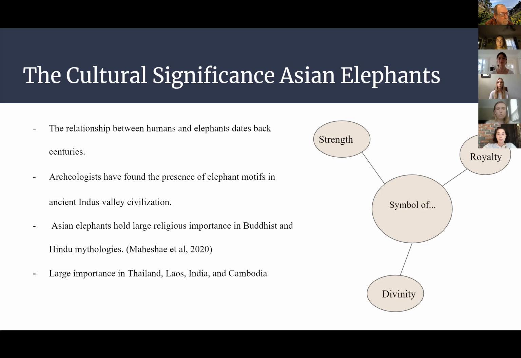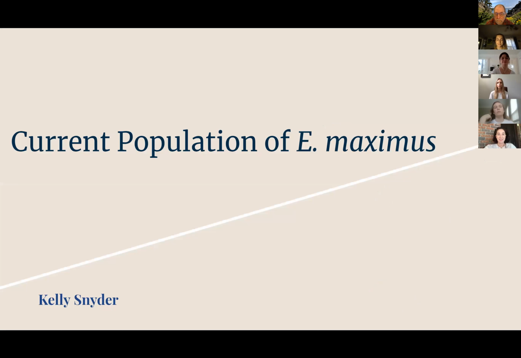On the right, you can see a little graph I made just about what Asian elephants might symbolize to different cultures. And so for countries like Thailand, especially, or Laos or India, there's a huge cultural significance for Asian elephants. So this is another reason why we should care about conserving these species, not only for their ecological importance, but also their cultural importance. Conserving that culture is something that we should ethically care about. Yep, that's it. You can do next slide.